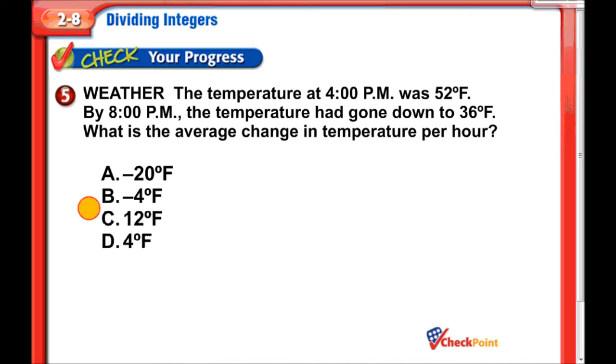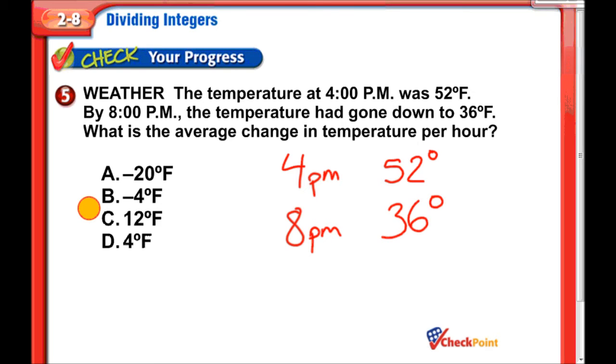Some weather changes here. The temperature at 4 o'clock, let's start writing this down, 4 o'clock was 52 degrees. And then at 8 p.m., it is 36 degrees. What is the average change in temperature per hour?